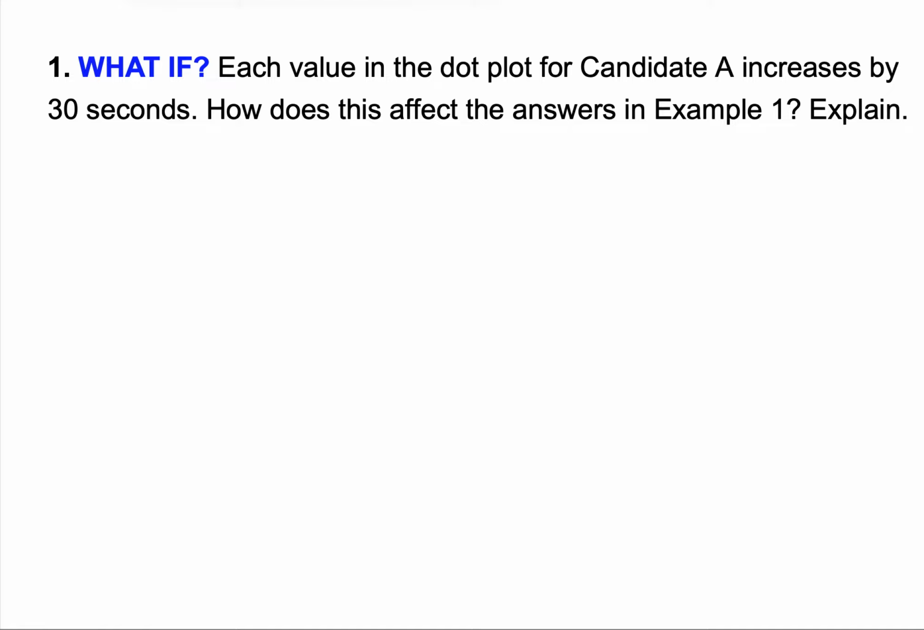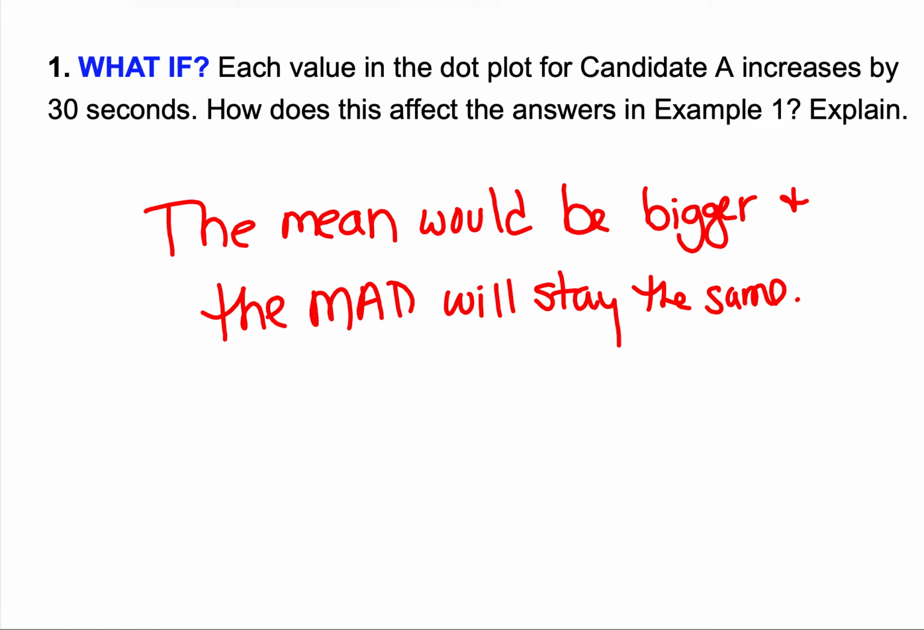Okay, let's go ahead and check our answer, see if you did it correctly. So for this one, if everything for candidate A increased by 30 seconds, the mean would be bigger. All of our numbers that we added together would be bigger. So that would give us a bigger mean. But our MAD, which tells us how far the dots are apart, is going to actually stay the same because the dots moved together. Every single one got bigger, but they got bigger by the same amount.